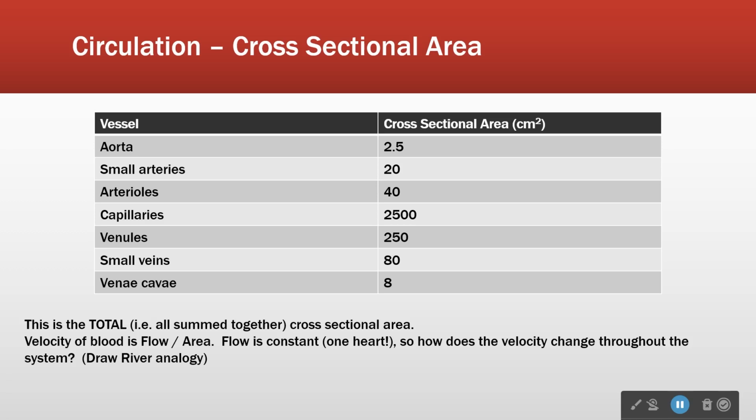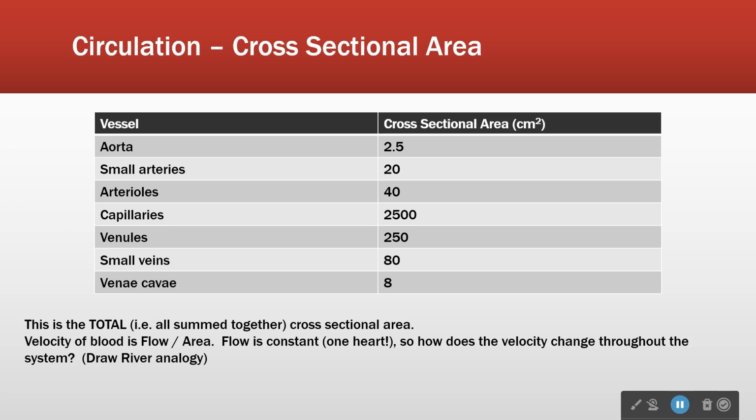Now we take the Mississippi and we start corralling it into smaller channels, right? So venules, and then small veins, and then vena cava. So by the time we get to here, is blood moving faster or slower than at the capillaries? Faster again, right? So blood starts moving fast. It gets slower and slower as its cross-sectional area increases. Then as it comes back together, it speeds back up again.